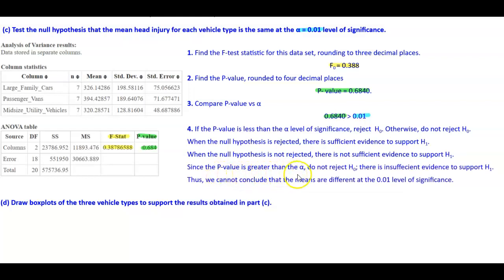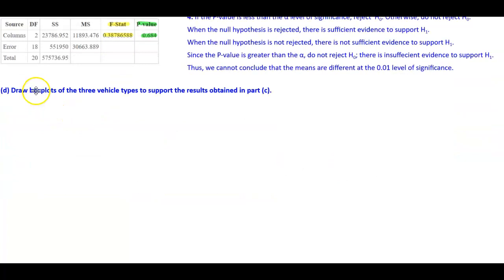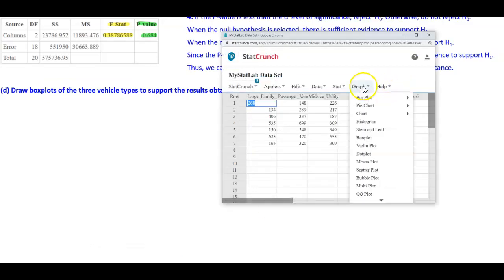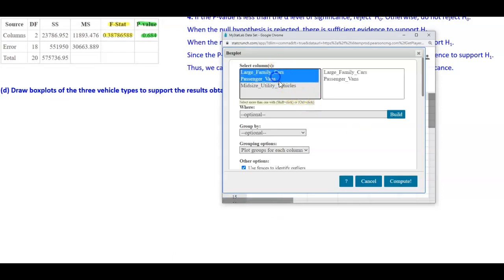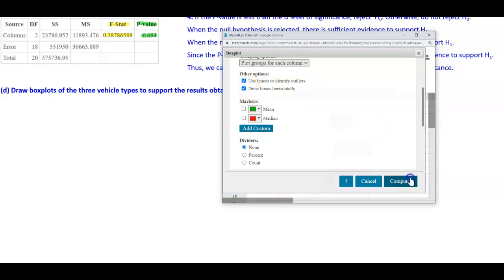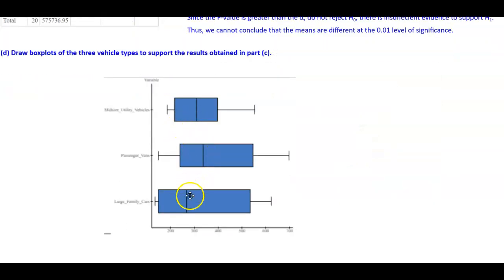Since the p-value is greater than the alpha, we do not reject the null. So there is insufficient evidence to support the alternative hypothesis. Thus, we cannot conclude that the means are different at the 0.01 level of significance. Okay. And now next, we want to come back and draw the box plots of the three vehicle types to support the results obtained in Part C. So again, we've already done this, but we can go ahead and do this again. We're going to come in here and in graph, we're going to select box plot, select all three, and then scroll down to draw boxes horizontally, and therefore here are our box plots. So taking a look at that, here are our box plots.